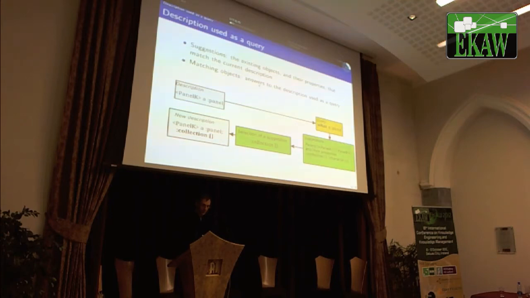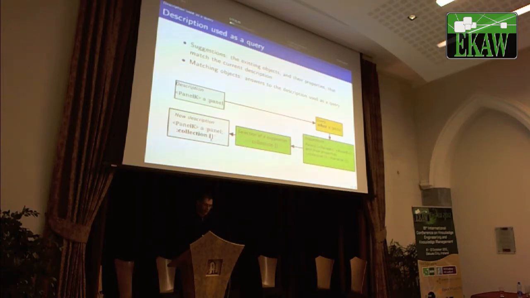Now the principle of the suggestions is to look at the existing objects and their properties that match the current description. So you start from the current description, so assume that to start with we only know that the object is a panel. Then we will transform this into a query: what is a panel? And then we will retrieve from the base all the existing panels, for instance panel A, panel B. And we will suggest those panels as well as their properties as suggestions. Then the user can discover that usually panels are described by a collection or by a character. And we can imagine that the user first chooses collection to be described. And this will be inserted in the current description that the user is constructing.